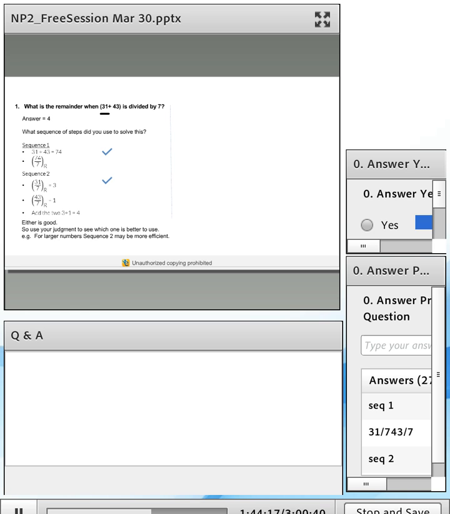For example, if 31 and 43 were not 2-digit numbers, let's say they were 5-digit numbers, then you would see that sequence number 2 is more efficient, because now you're dividing smaller numbers by 7. If you use sequence number 1 for larger numbers, then you would end up dividing a very large number by 7. So you have to see what makes sense for you. Now, let's tweak this a little bit. Instead of the sum of these two numbers, now you have the product of these two numbers. Now tell me, what is the answer?